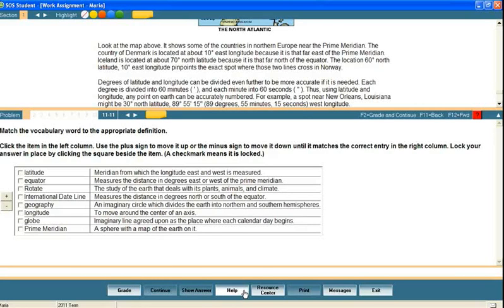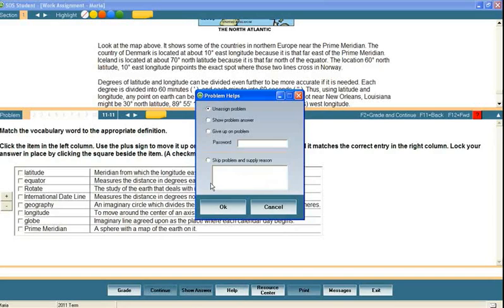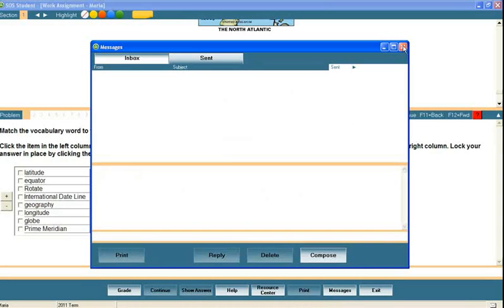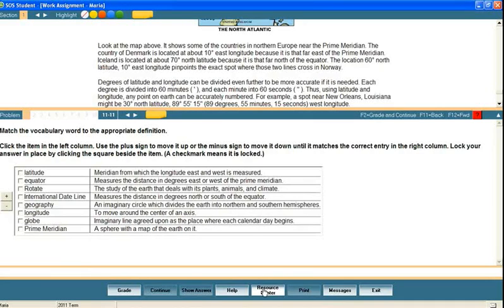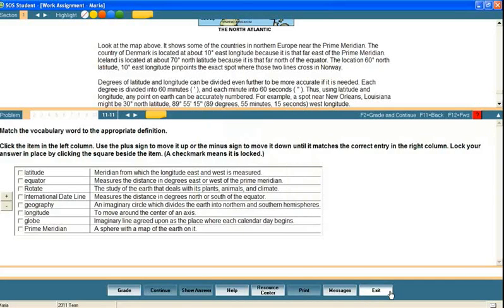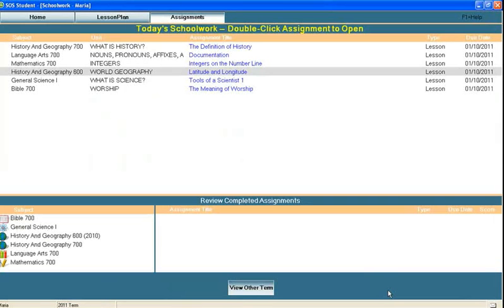If a student encounters problems with a question, the Help button allows the student to skip the problem and leave a message for the teacher. From the bottom of the page, your student can also leave a message for the teacher or access the Resource Center items which have been enabled in teacher mode. Click Exit to leave the lesson and return to the student home page.